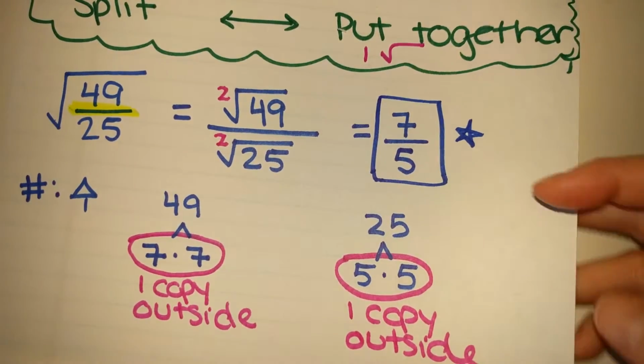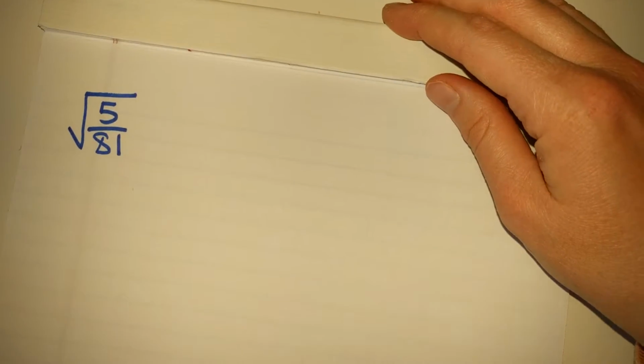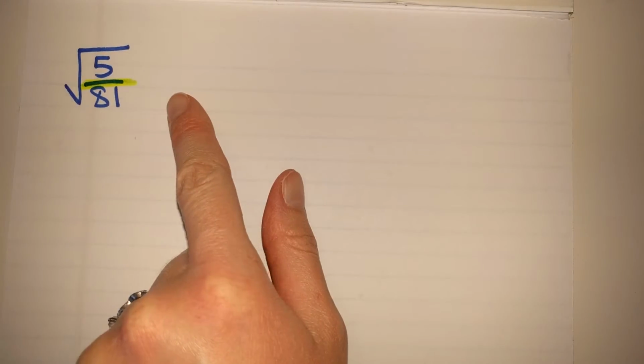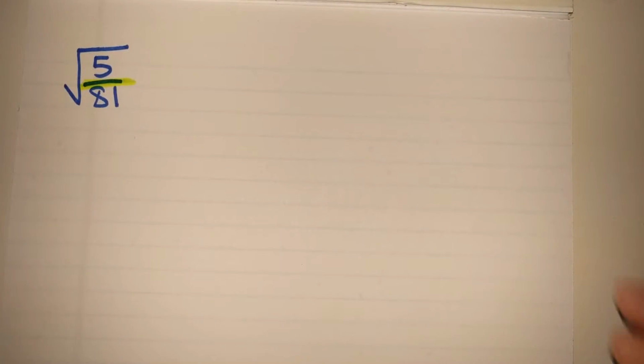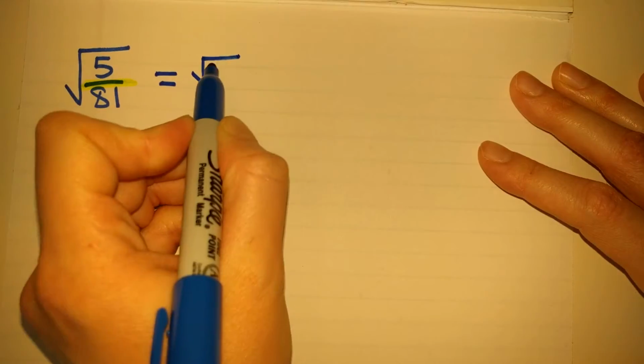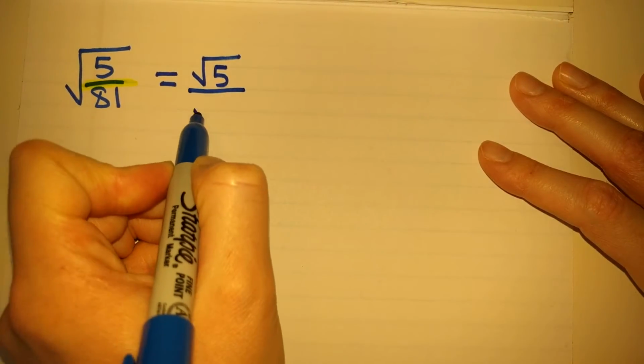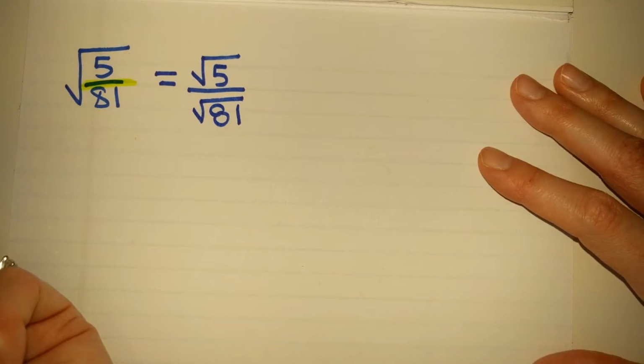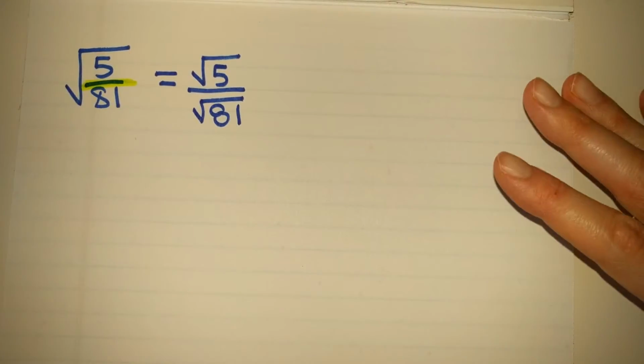All right, let's look at one more here. So let's say I have the square root of 5 over 81. So my first step is, they will usually say use the quotient rule to simplify, but the first step really is to notice that I have one radical, I have division, so I want to deal with this piece by piece. So I want to split it up into the square root of 5 over the square root of 81. And then I will try to simplify each individual piece.